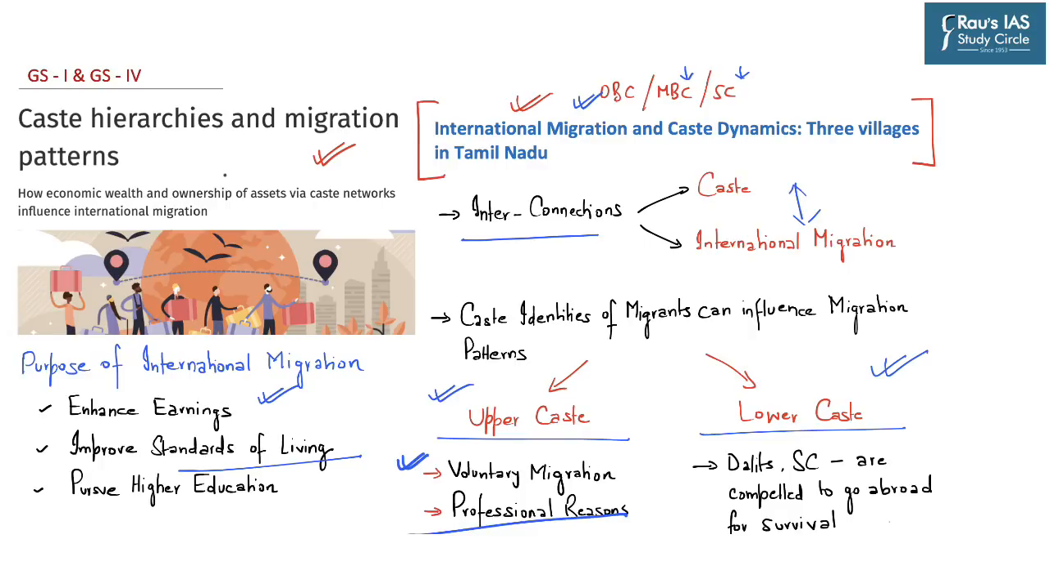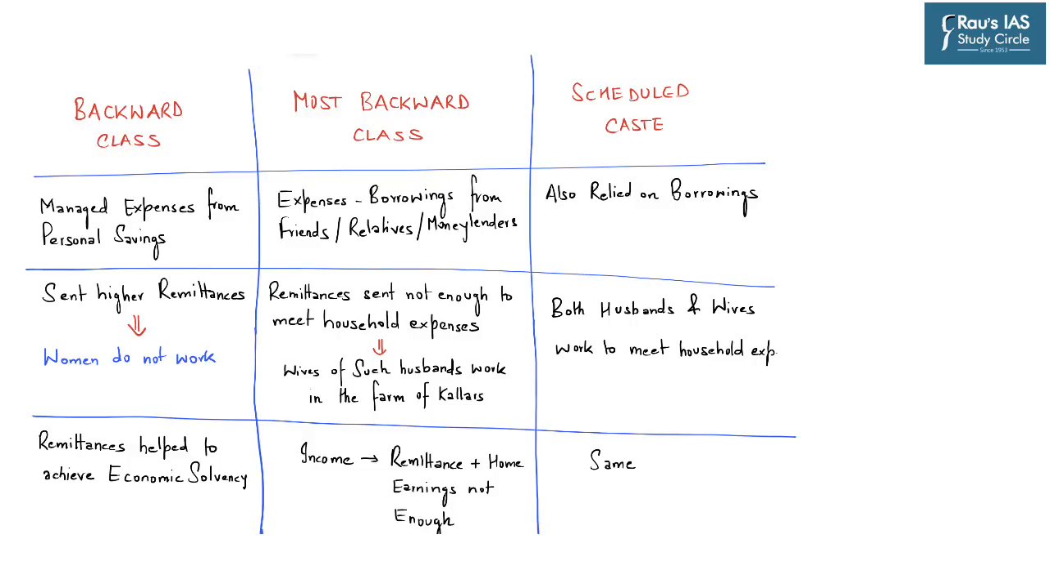Now we have already discussed in detail internal migration pertaining to GS Paper 1 and GS Paper 2, whereas this article presents itself in the form of a case study. So this can also be viewed from the perspective of GS Paper 4. So in this article, let us understand the findings of this particular study. Now these findings have been distributed with respect to backward class, most backward class, and scheduled caste.